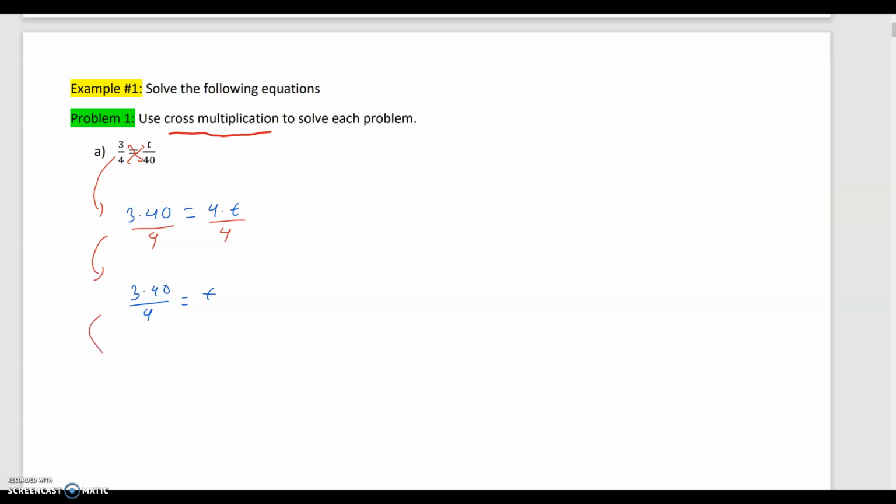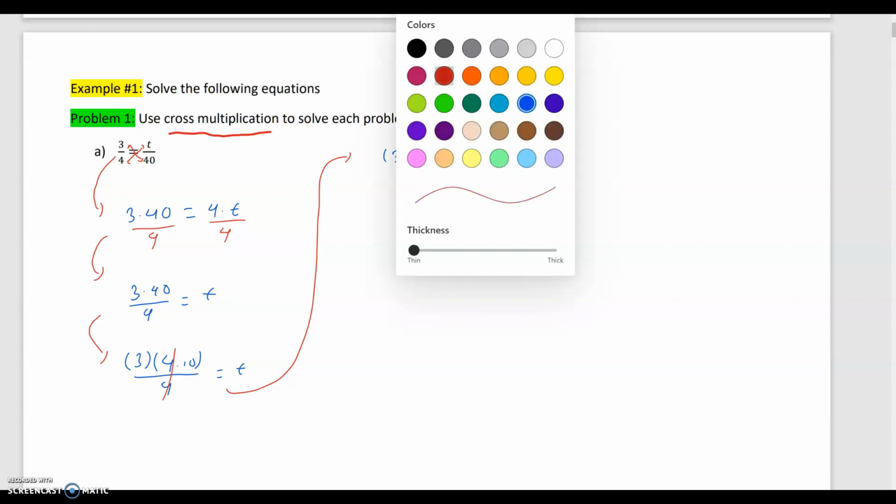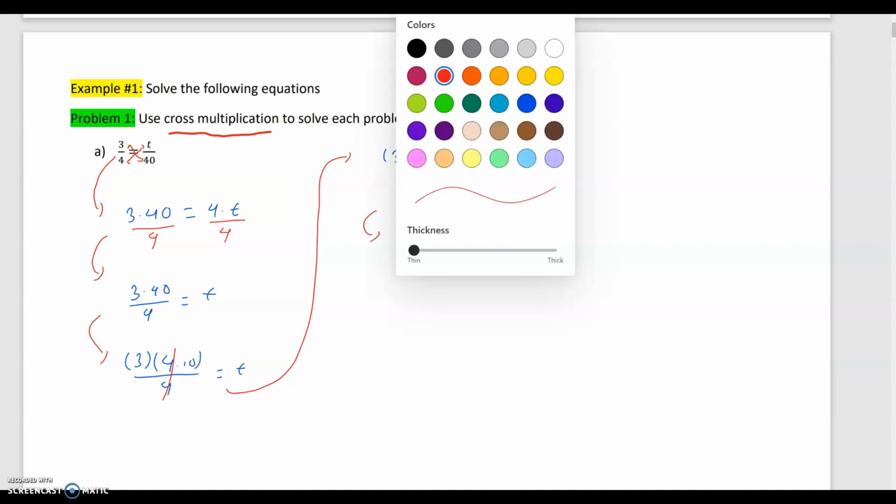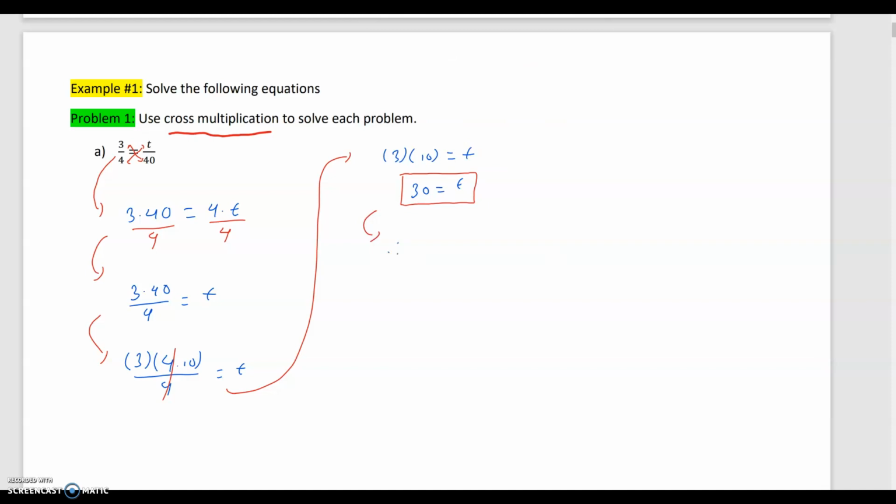Okay, so let me simplify the fraction, and we technically have 3, and 4 times 10 divided by 4 is equal to t. And at this step, we can actually cancel the 4s, and we're left with 3 times 10 is equal to t, or 30 is equal to t. Let me just rewrite it in the proper form. In this case, t is equal to 30.